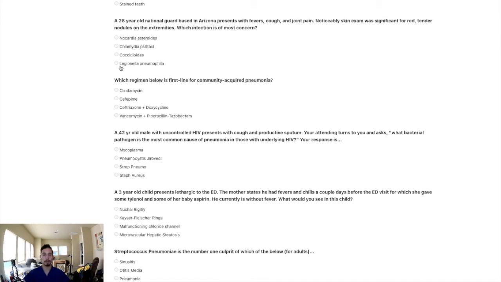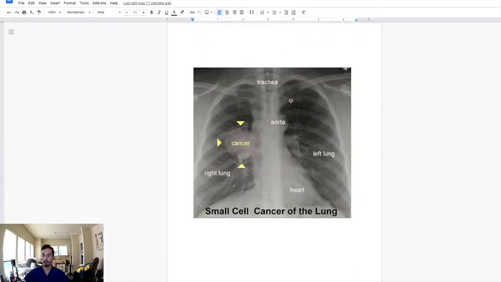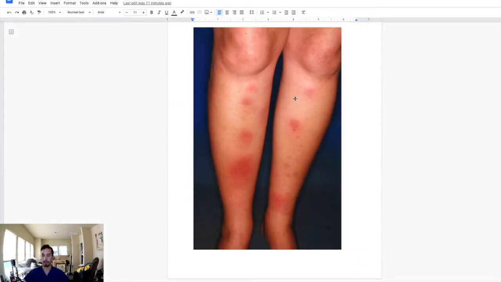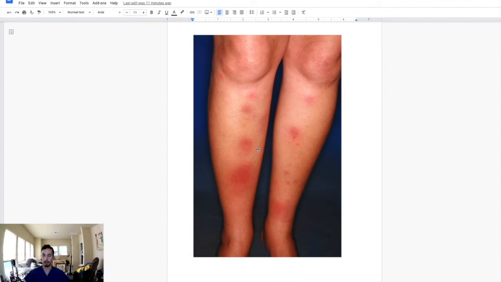And then the fourth answer choice is Legionella. Theoretically, this guy could be living in the barracks where there's central cooling, and that could be the hint for Legionella. I think the skin findings point more towards the fungal infection rather than Legionella. So it's not the worst answer choice, but I think coccidioides is the stronger one, so that was the one I would pick. If you go to our images here, you'll find actually a beautiful picture of erythema nodosum, classic in some of these fungal infections.